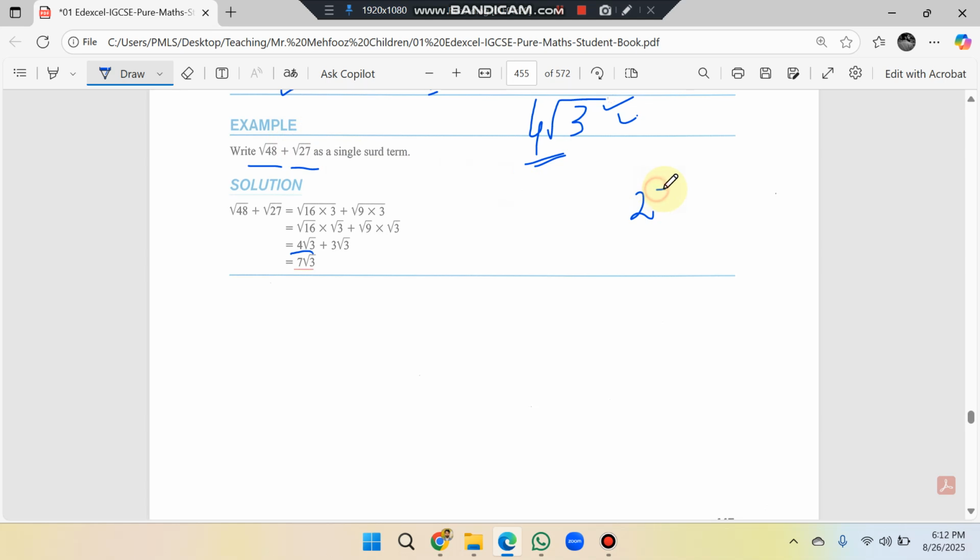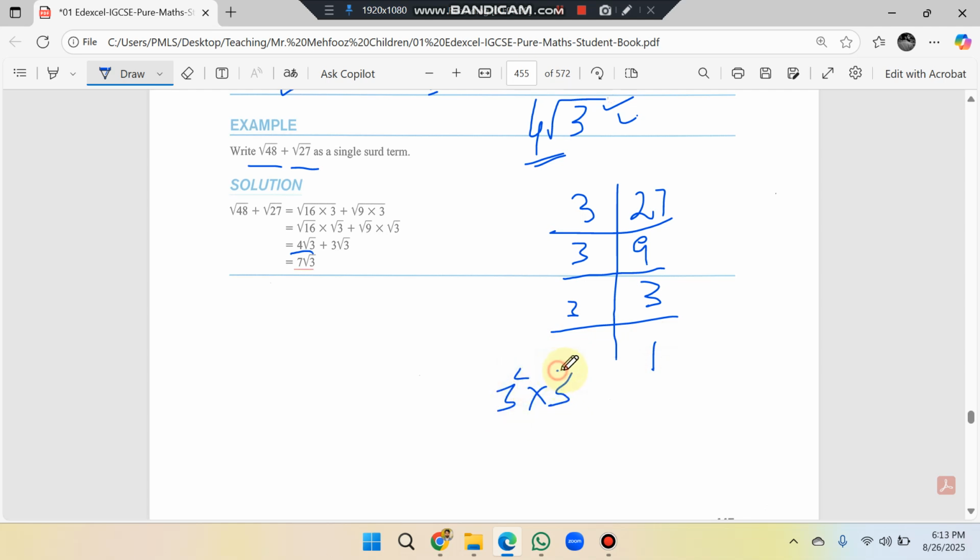27 square root can be simplified as, again, we can find the prime factorization. That will be 3 nines are 27, then 3 threes are 9, and then also 3 ones are 3. So it can be written as 3 square multiplied by 3 and the whole square root. Square root can be simplified, so it will become square root of 3 square and square root of 3. So this square root is cancelled out by this 2. It will become 3 times square root of 3. So this is given in this example.